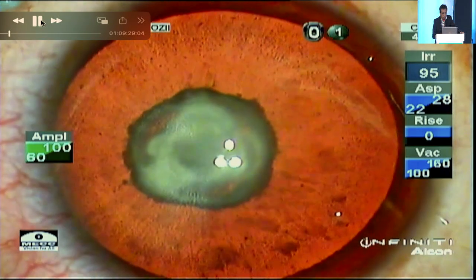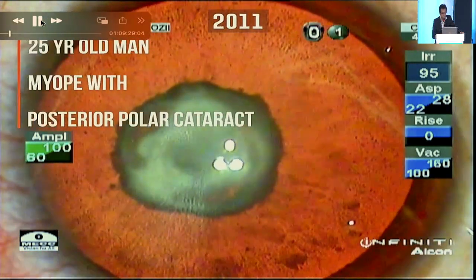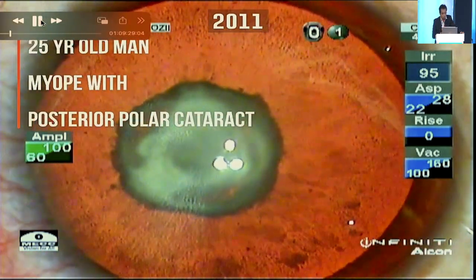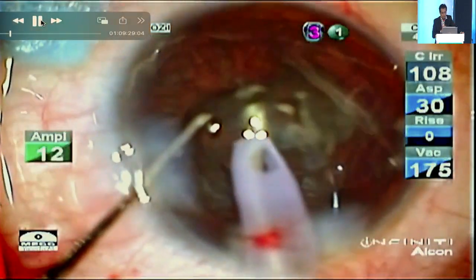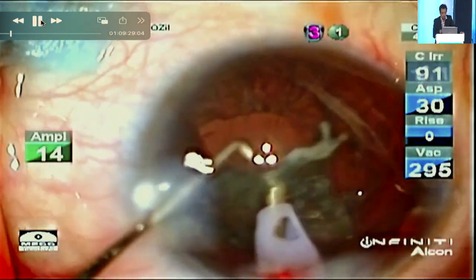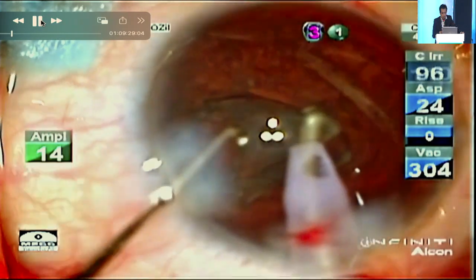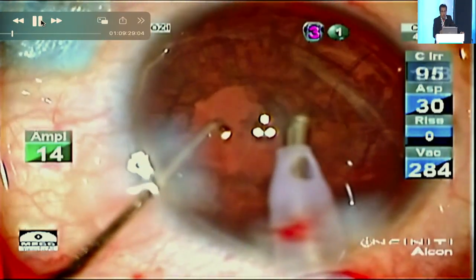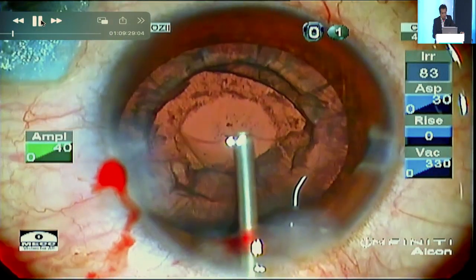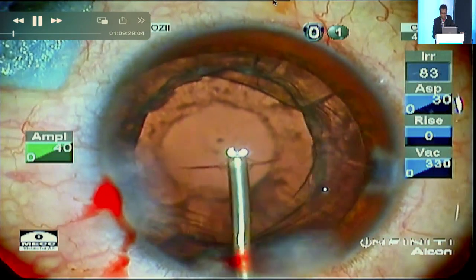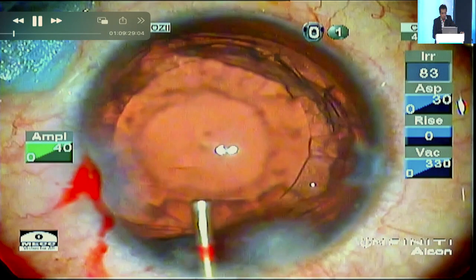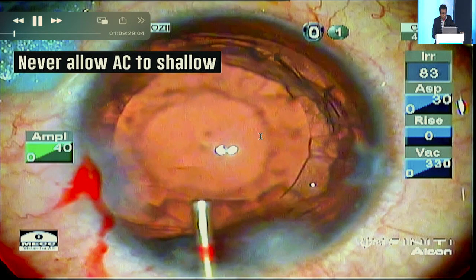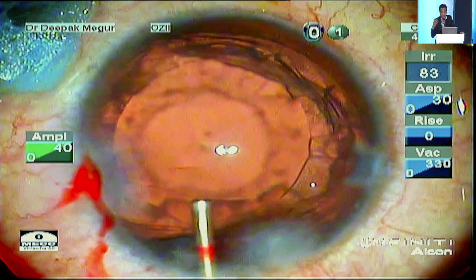And this is again a case which I had done maybe about 12 or 14 years ago, in 2011. A 25-year-old man, a myope, and I had been successful in preventing rupture of the posterior capsule until this stage. Just before cortical aspiration, I filled the chamber because I didn't want to keep it shallow. And note the irrigation. Irrigation is around 90 centimeters here. That was our understanding then.